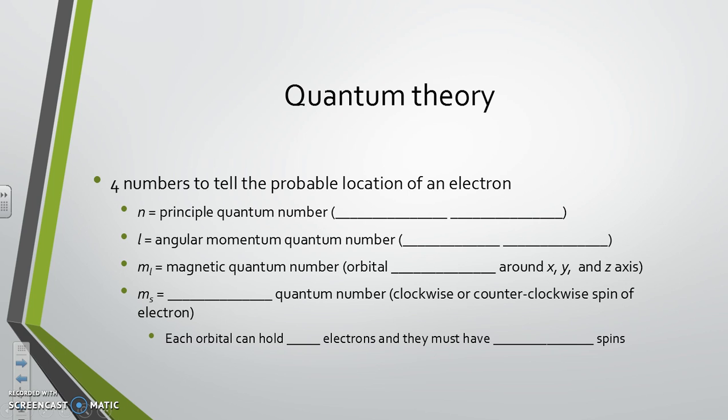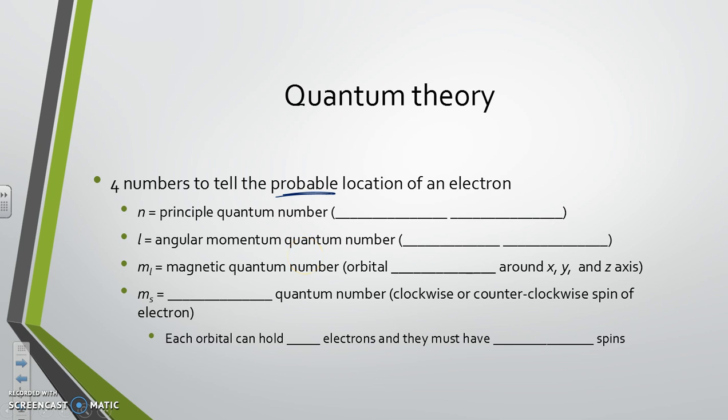Moving on. Okay, quantum theory. So Schrodinger and some other people came up with this thing called quantum theory, and it's based on quantum physics. We're not going to get into that, but if you want to, you come by and see me. We can talk about it all day long. Quantum theory suggests that the electrons are in orbitals, these 3D regions of space, and we can use 4 numbers to tell the probable, keyword there, probable location of an electron.